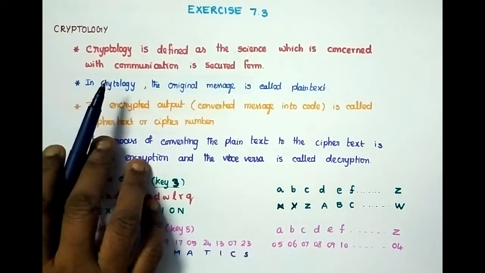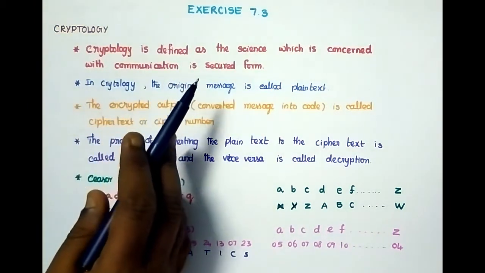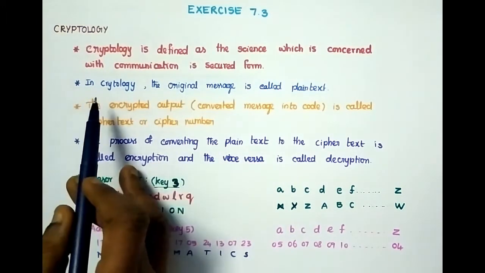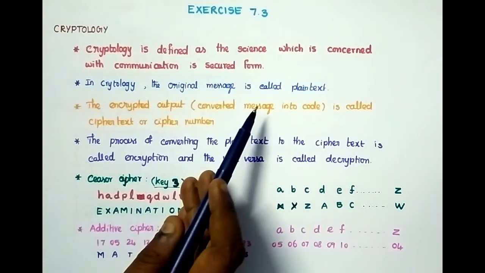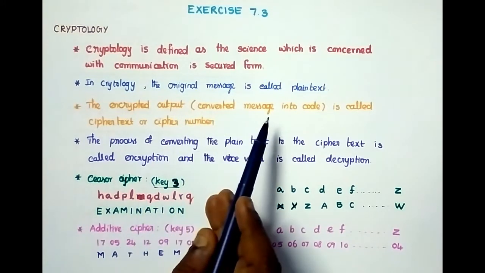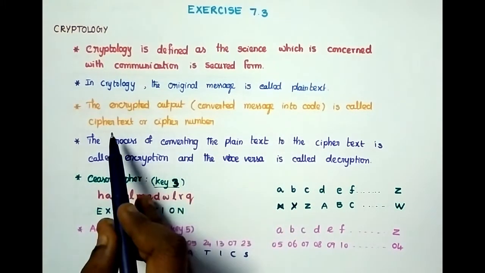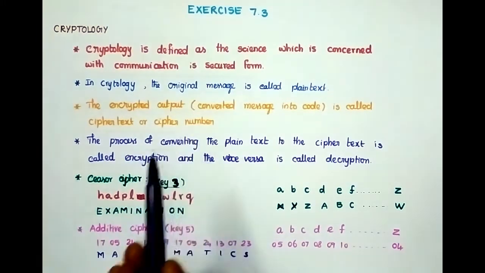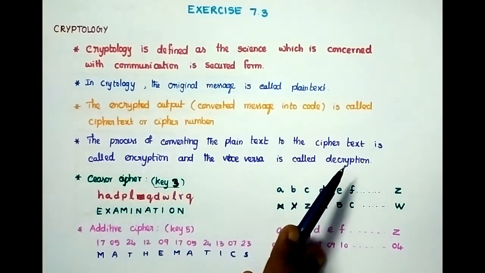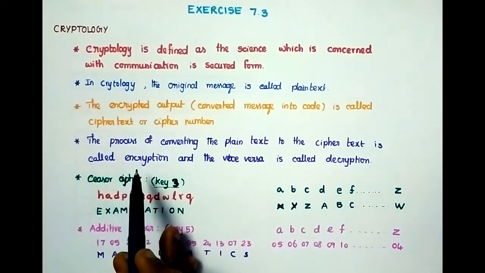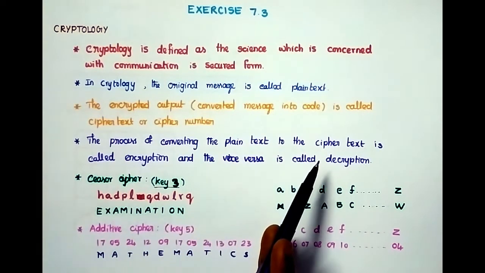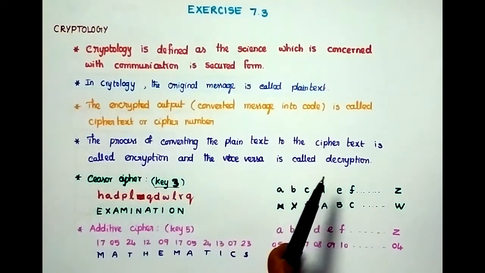Here we discuss cryptology. Cryptology is defined as the science which is concerned with communication in secured form. In cryptology, the original message is called plain text. The encrypted output, that is the message converted into code, is called ciphertext or cipher number. The process of converting the plain text to the ciphertext is called encryption, and vice versa, ciphertext to plain text, is called decryption.